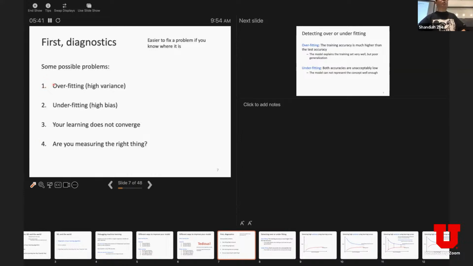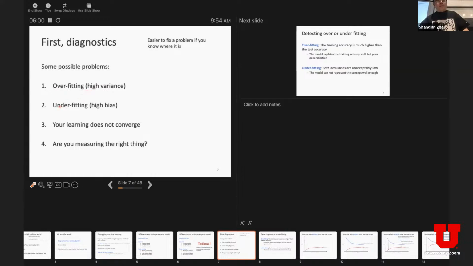First, your model is overfitting. That means your model is overcomplicated, and you overfit the data, and your data contains a lot of noise. That means in your generalization error, it contains too much variance. High variance of the model.